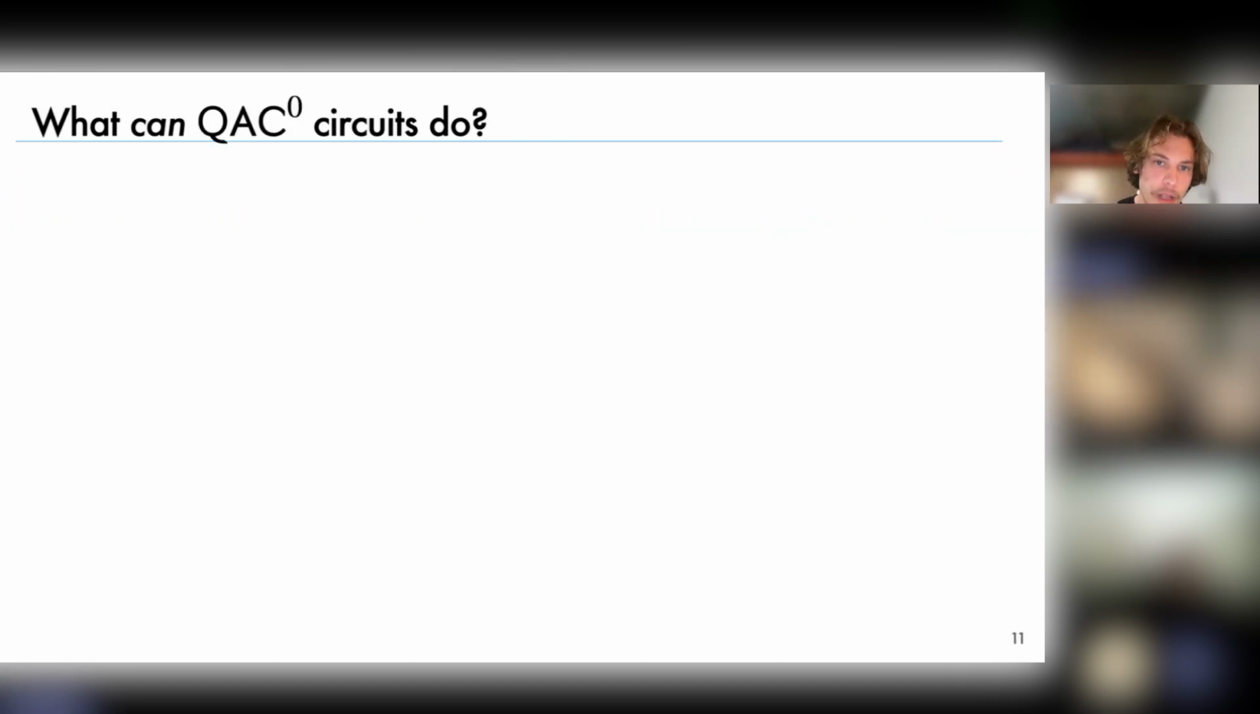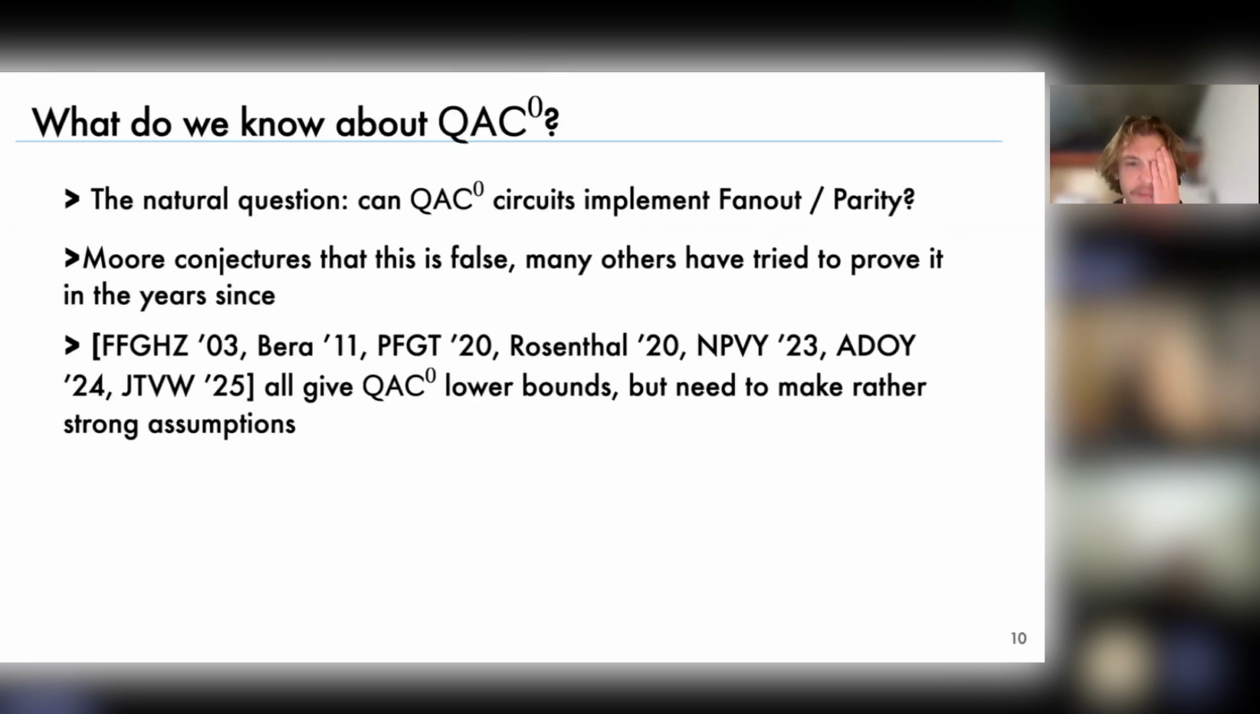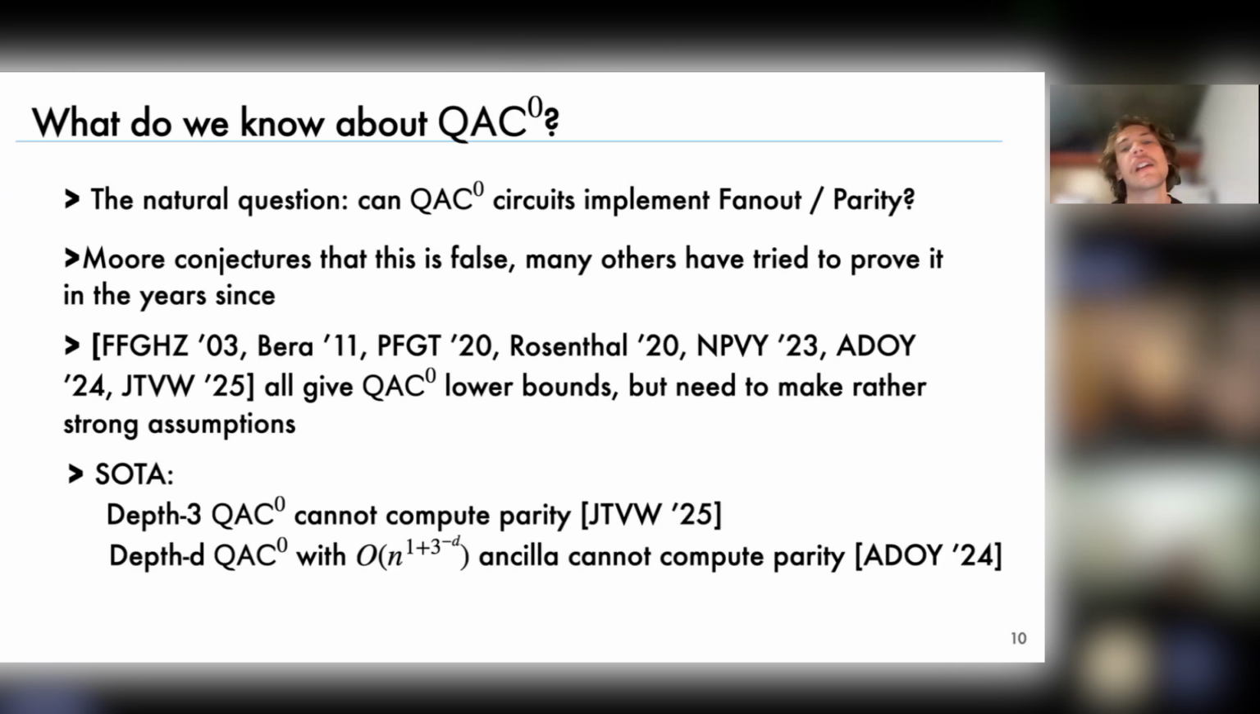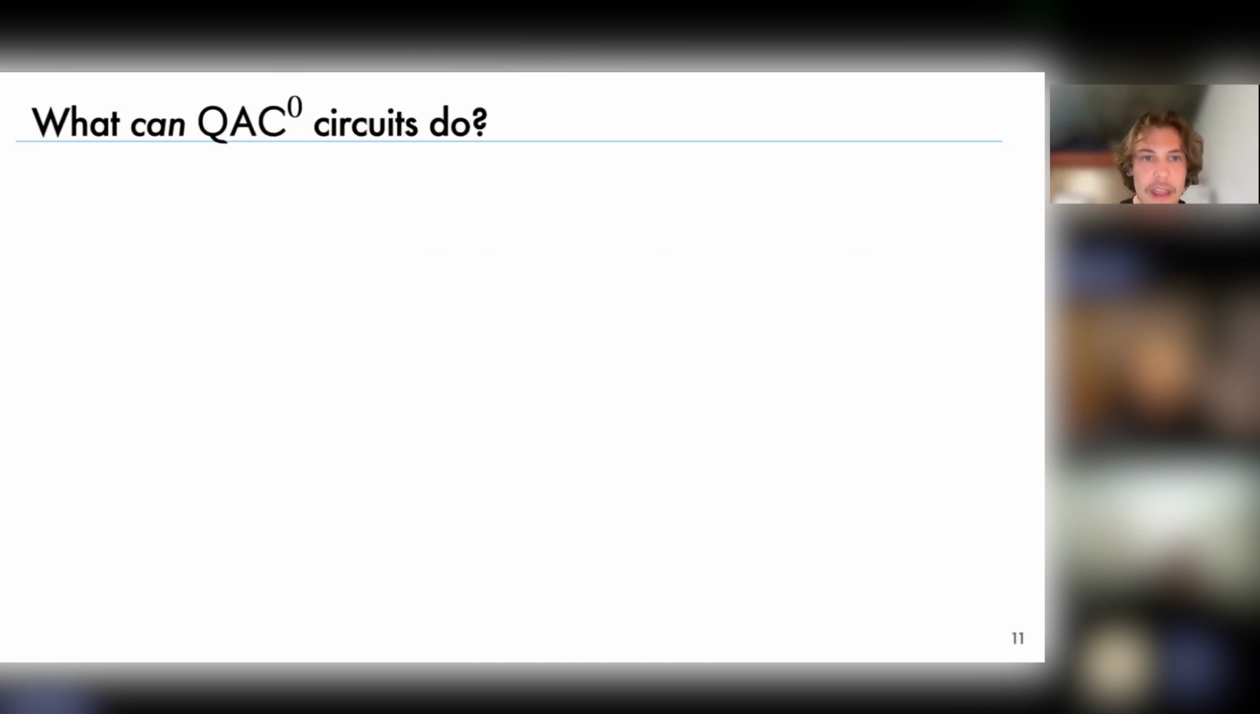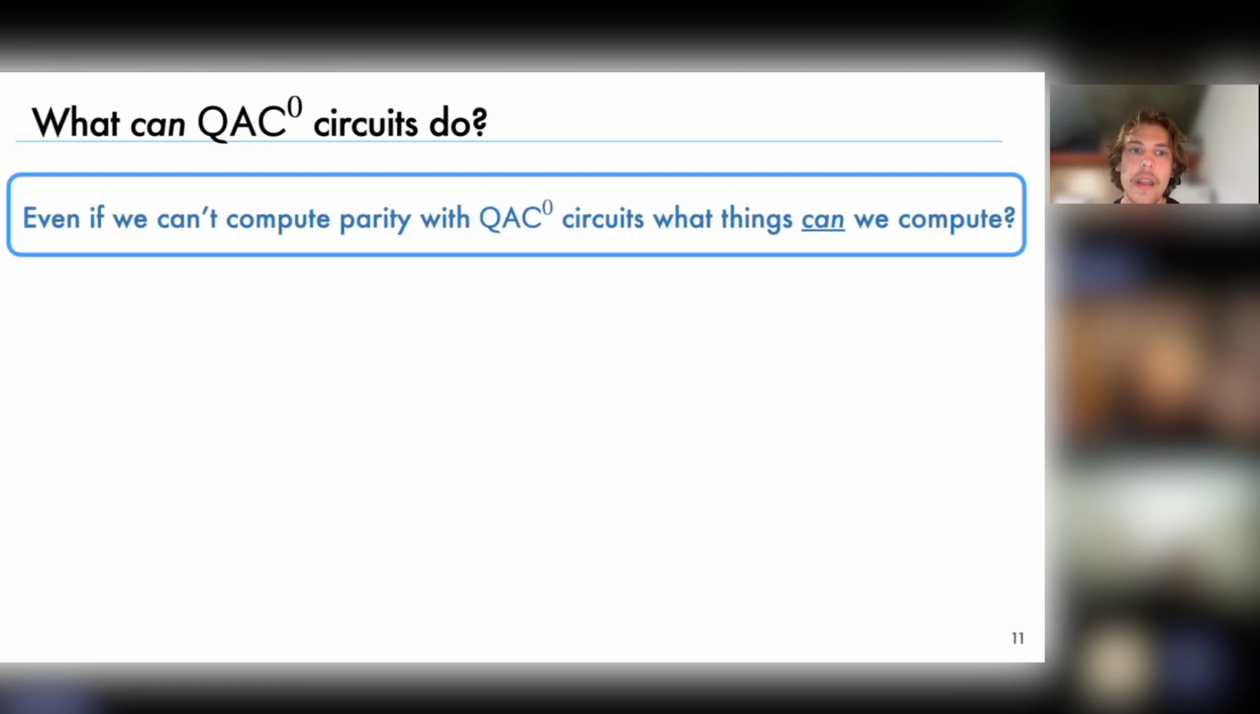Right. Okay. So a lot of previous works have tried to show that QAC0 is weak by proving lower bounds, but instead we can ask, okay, what can QAC0 do? And this direction is quite a bit less explored. So in particular, even if QAC0 circuits can't compute parity, what sort of things could we hope to compute with them?